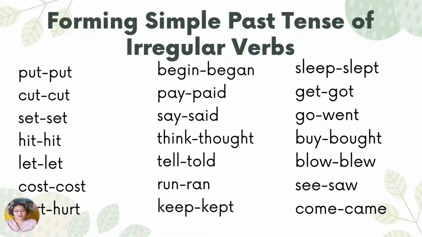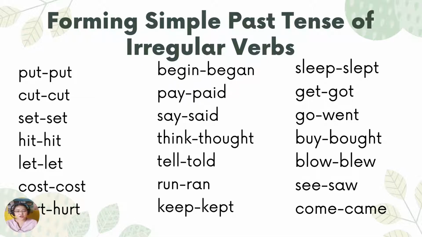Now, these are the examples of forming simple past tense of irregular verbs. For the first column, we have here examples of verbs that have the same spelling for the present and the same spelling for their past tense. For example, put, put, cut, cut, set, set, hit, hit, let, let, cost, cost, hurt, hurt.